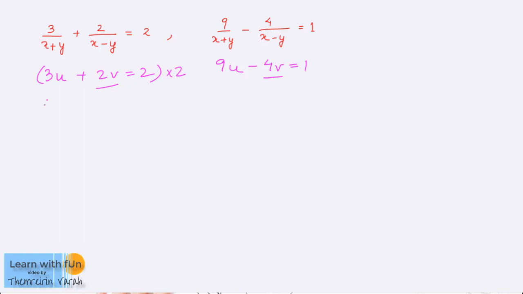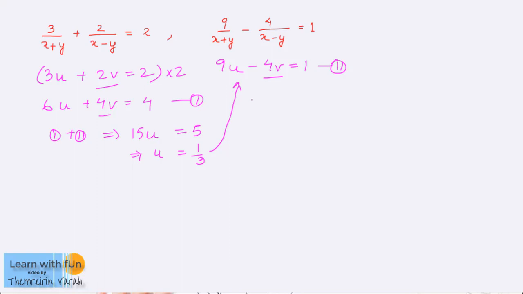Here we multiply the first equation by 2, so we get 6u plus 4v is equal to 4. Now, to eliminate v, add equation 1 and equation 2. Then we get 6 plus 9 is 15u, minus 4v plus 4v was 0, and 1 plus 4 is 5. This implies that u will be equal to 5 by 15, which is 1 by 3.